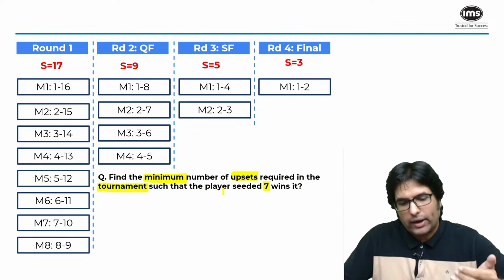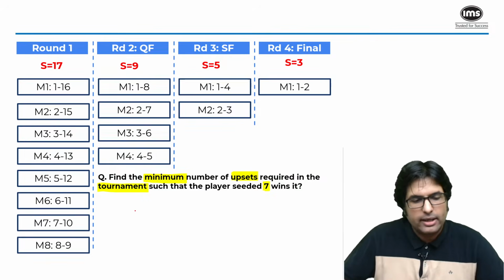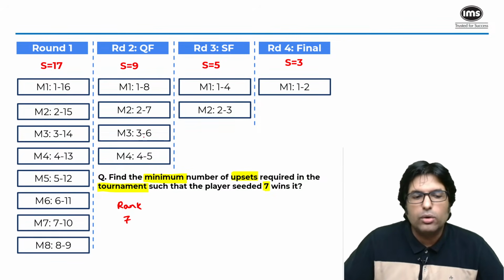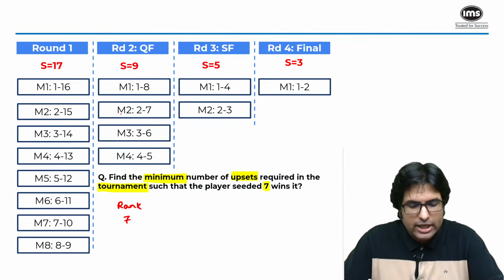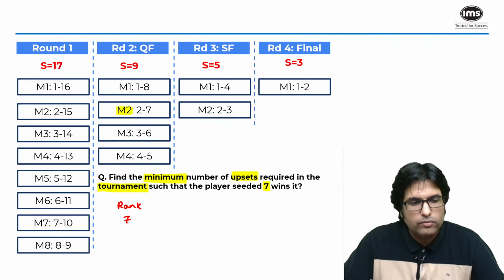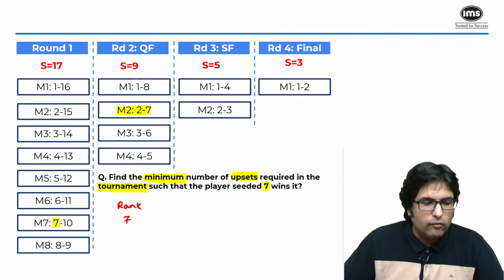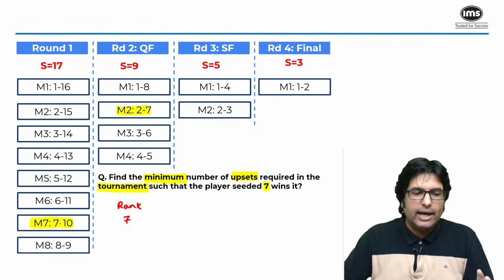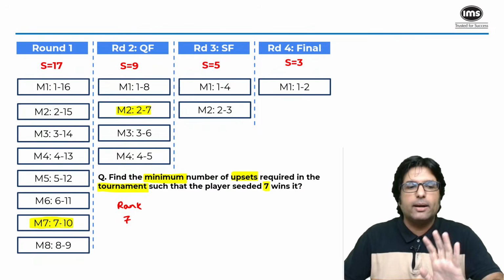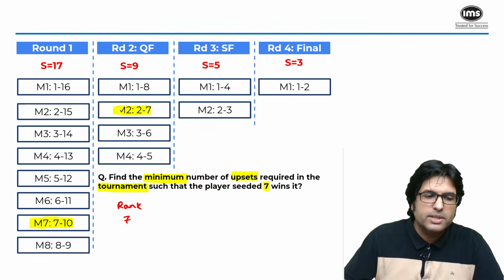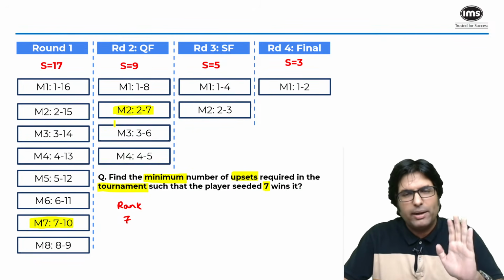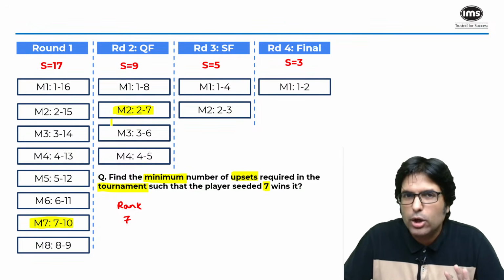So should we try with player rank 7? Let's straight away try with rank 7. So player rank 7 without any upsets can reach this stage of round 2. Player rank 7 would play against player rank 10 in round 1. Look at this. So in round 1, players 7 and 10 would meet, and 7 is a better ranked player, so we don't need an upset, and if no upset is there, player rank 7 would automatically reach. So in round 1, there are no upsets required. Player rank 7 is still on board, reaching quarterfinal.